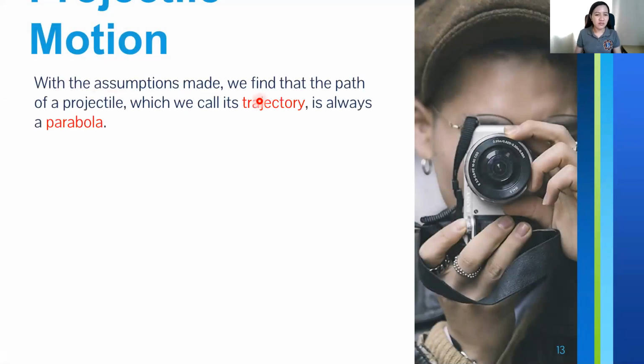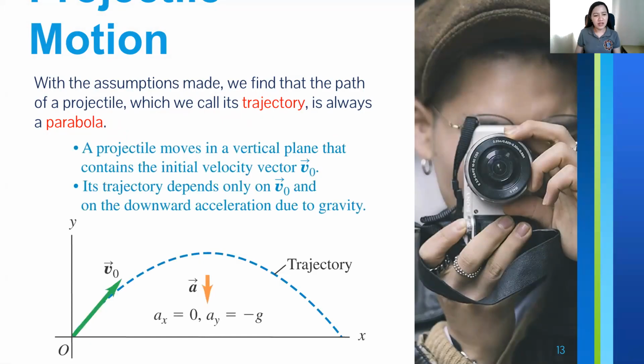So with the assumptions made, we find that the path of a projectile, which we call its trajectory, is always a parabola. So the trajectory of a projectile is parabolic. A projectile moves in a vertical plane that contains the initial velocity vector v sub o, but in some cases we use v sub i. Its trajectory depends only on the initial velocity and on the downward acceleration due to gravity. So again, its trajectory depends only on the initial velocity and the acceleration due to gravity.